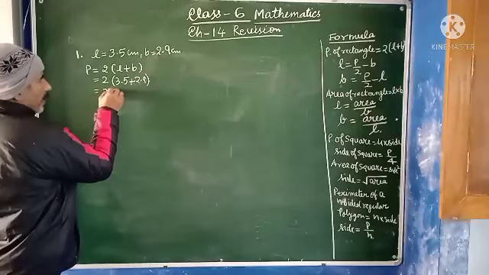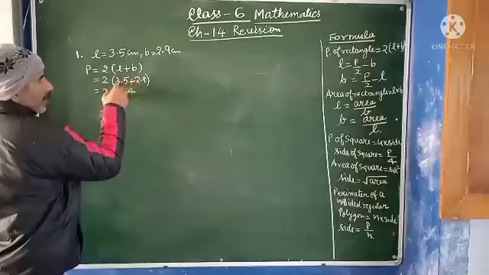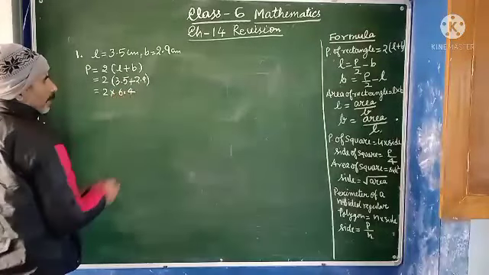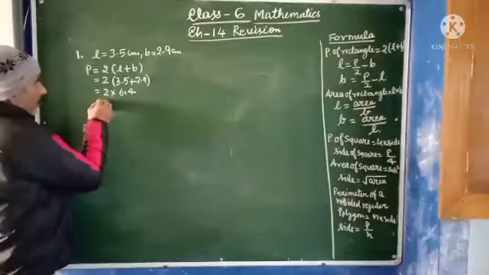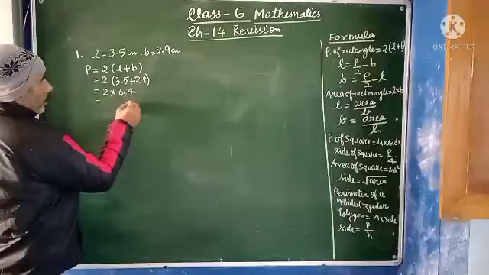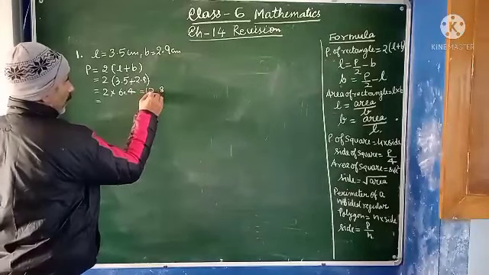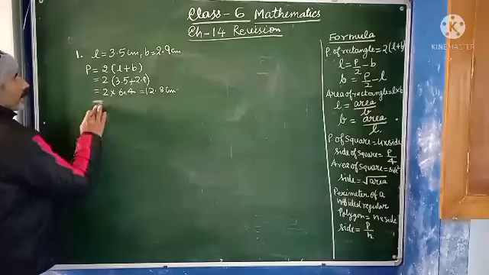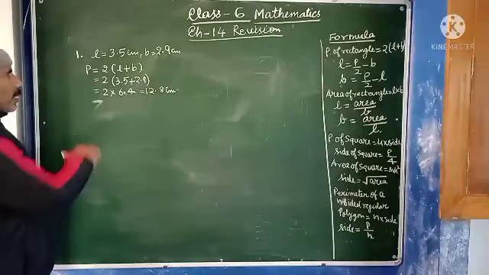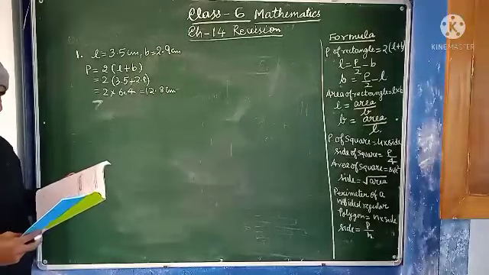So on adding you will get 9 plus 5 is 14, carry 1, 3 plus 2 is 5, plus 1 is 6. So 6.4. Then 4 twos are 8, 6 twos are 12. 12.8 centimeter. This is the answer. So when length and breadth are given, you can easily find the perimeter.